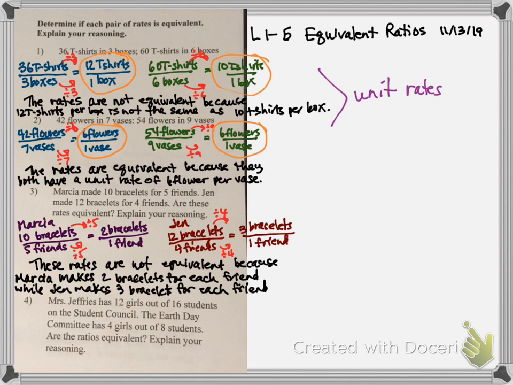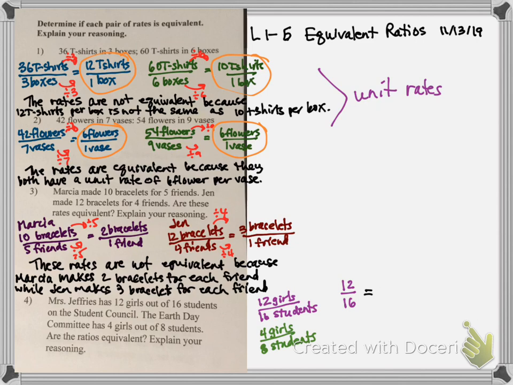So let's do, we have Mrs. Jeffries has 12 girls out of 16 students. And we've got the Earth Day Committee has 4 girls per 8 students. Okay, so what we're going to do is try that second strategy, and we're going to take those 2 ratios and we're going to put them and temporarily set them equal to each other.